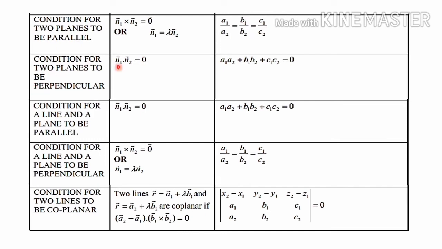Next one is condition for two planes to be perpendicular. In vector form, vector n1 dot vector n2 is equal to 0. In Cartesian form, a1 a2 plus b1 b2 plus c1 c2 is equal to 0.